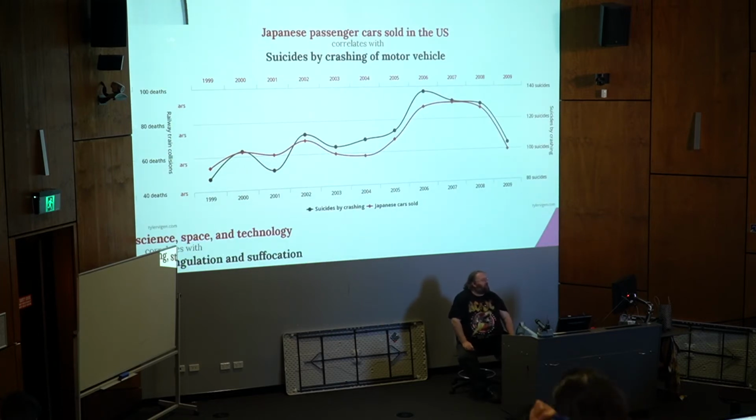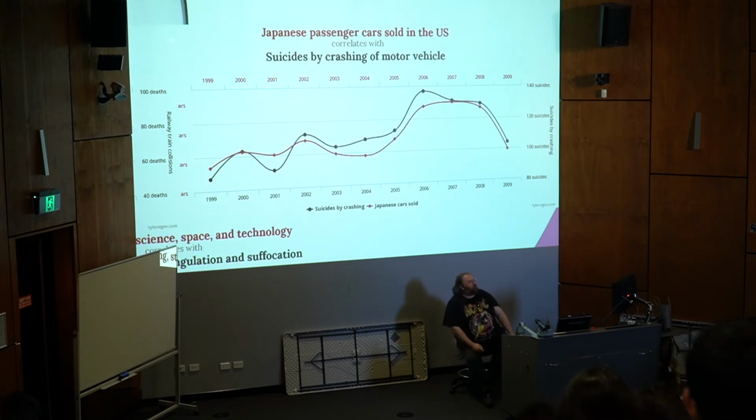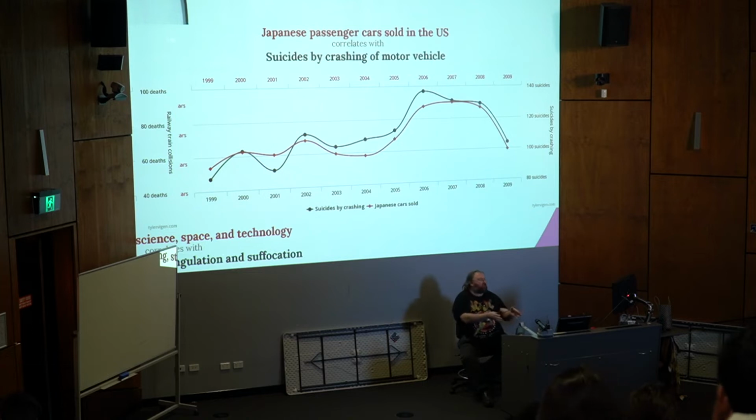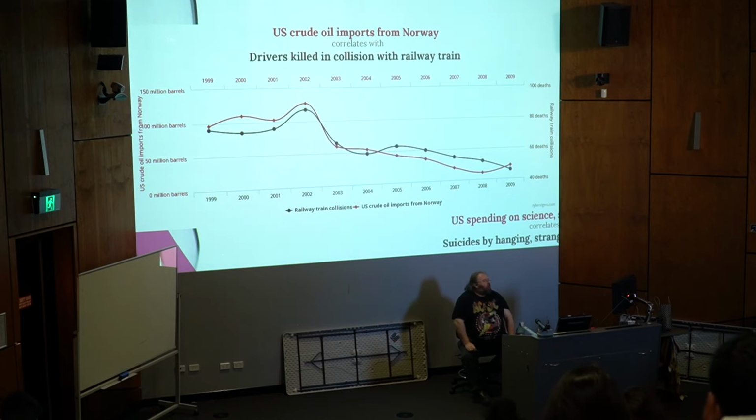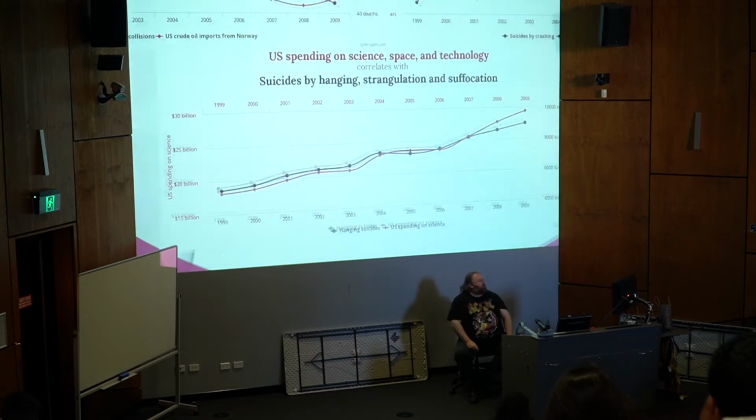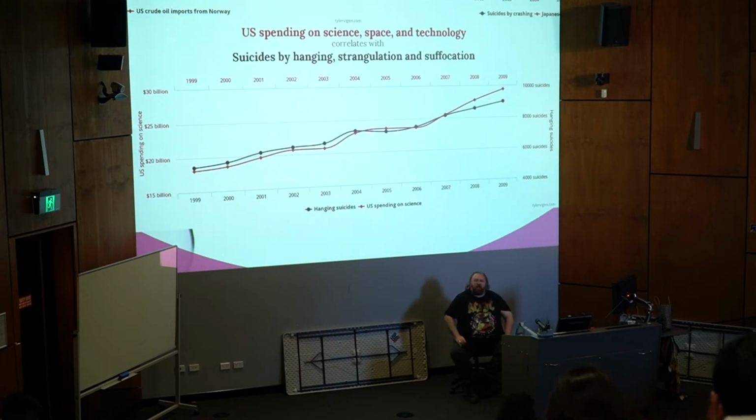Japanese cars sold in the US, suicides by crashing motor vehicles. Oh, that one seems, the Japanese have a culture of hara-kiri, and if you bring shame on your family, you must kill yourself. But there's really no correlation. Oil imports from Norway and drivers killed in collisions. These are bits of data that do not relate, but you put them on a graph, they look like they correlate. And US spending on space technology and suicide. Absolutely no correlation.